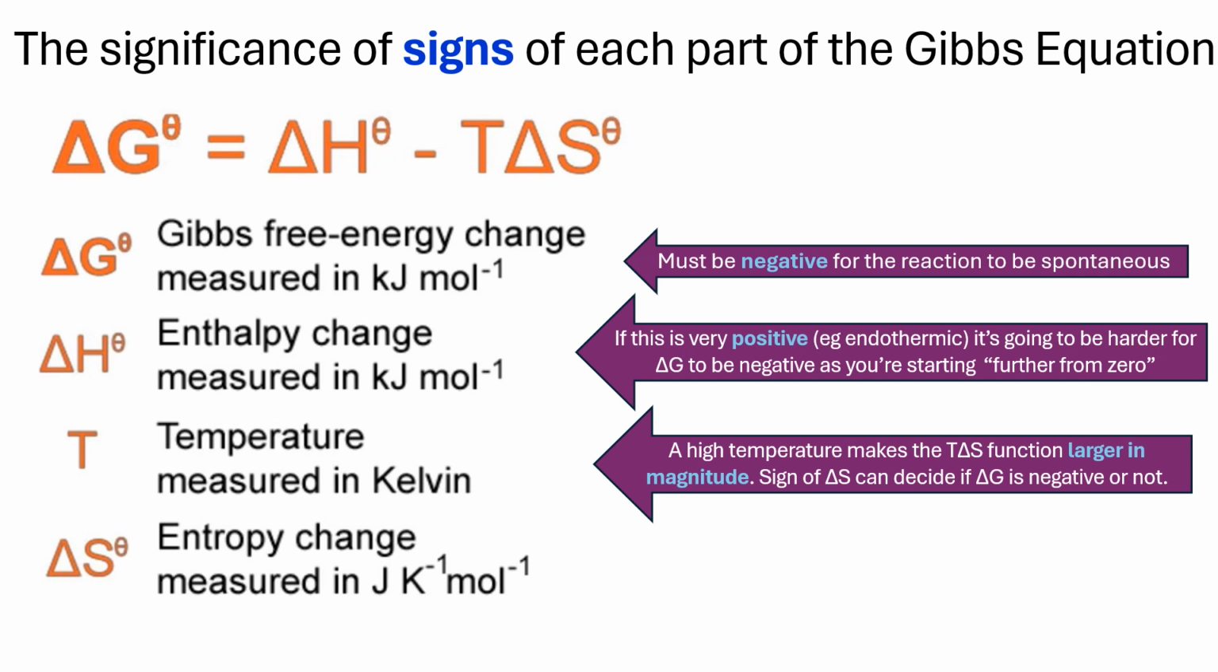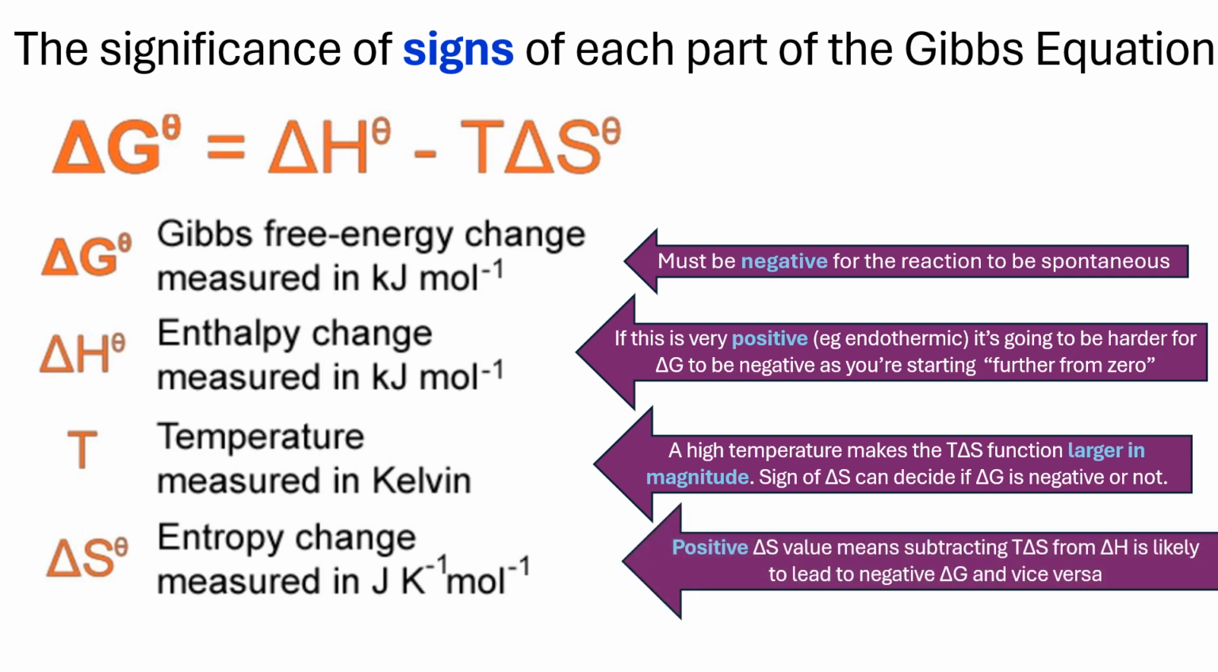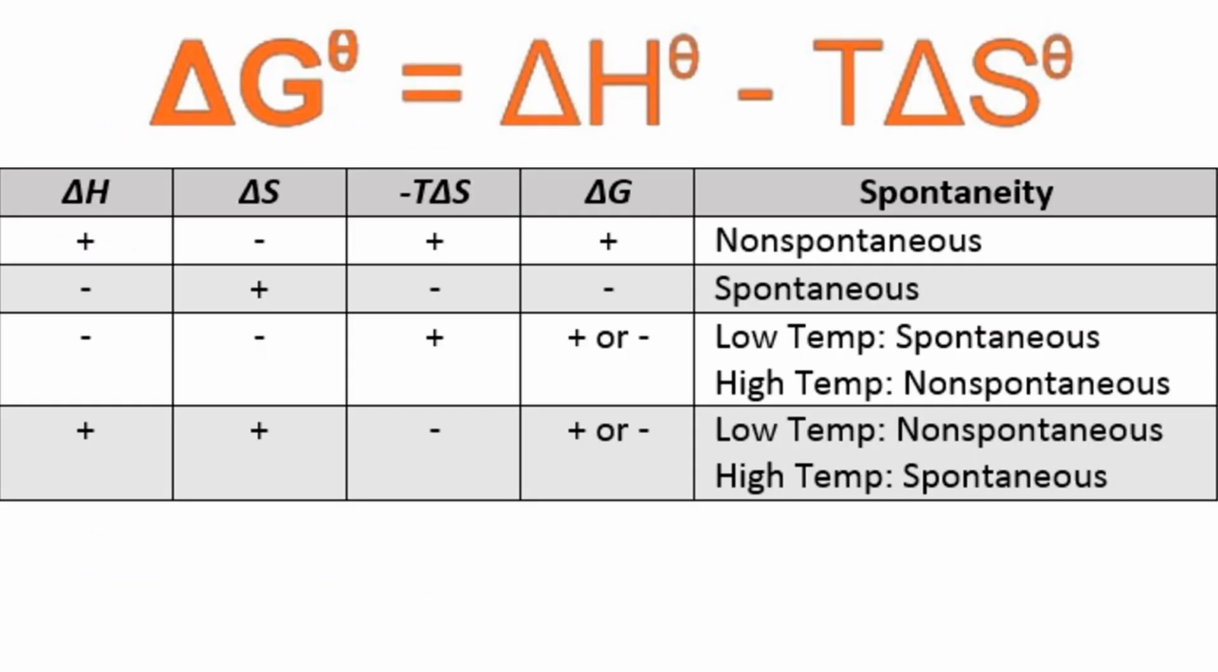So finally, the entropy change itself. A positive delta S value means subtracting T delta S from delta H is likely to lead to a negative delta G and vice versa. So let's look at the various combos. So let's explore each one in turn.